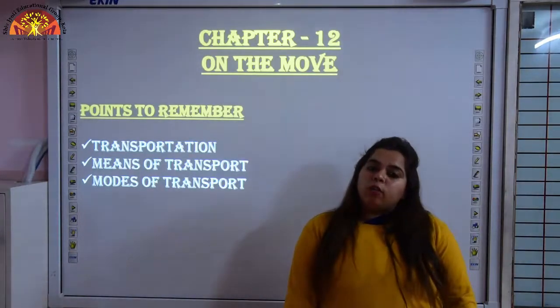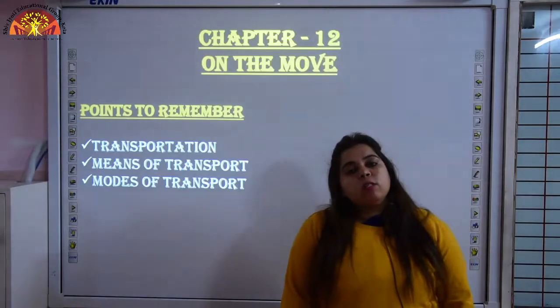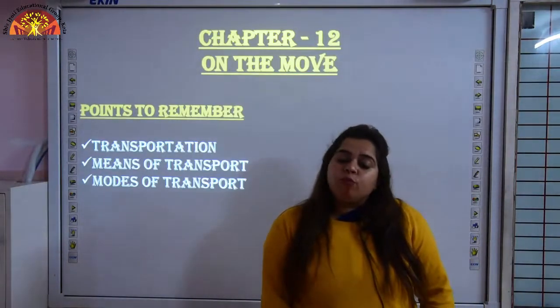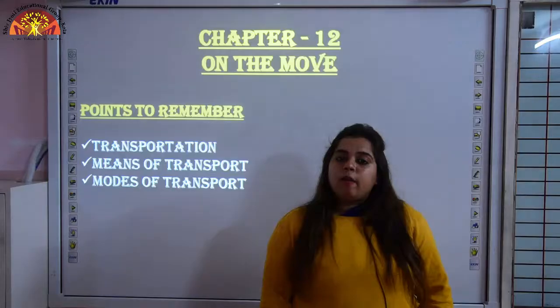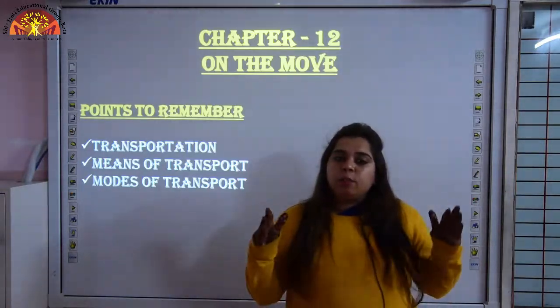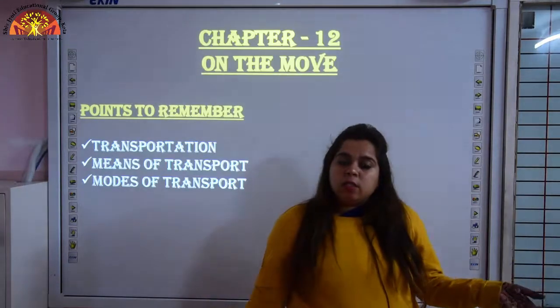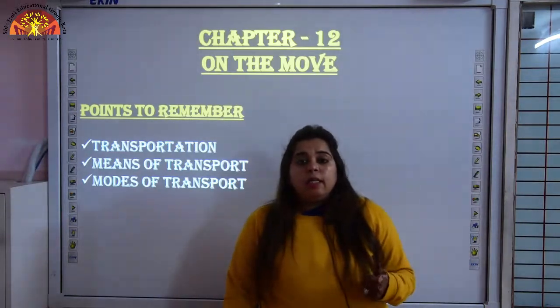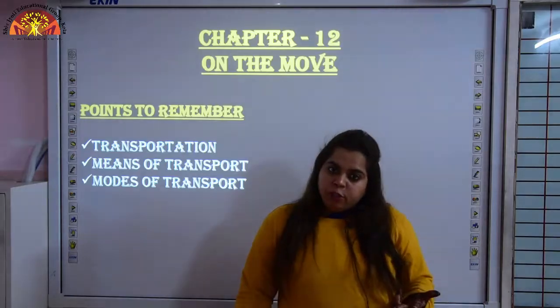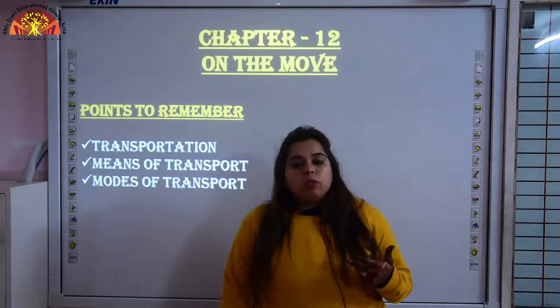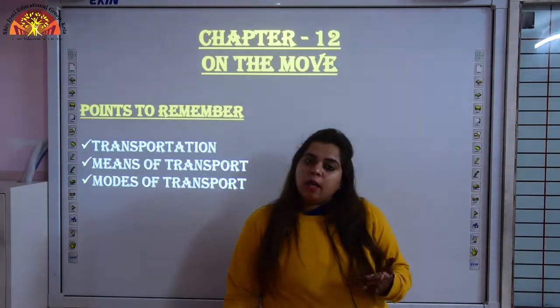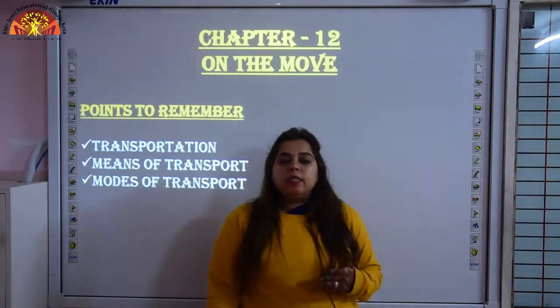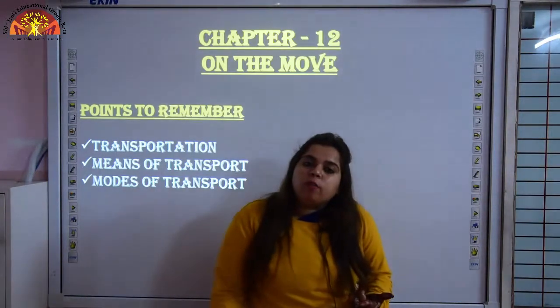Next is water transport. Now children, boats and ships are means of water transport. A boat travels short distances, a ship can travel long distances. Now there are different means of water transport like houseboat, fishing boat, ships, boats, cruise liner and many more. This is all about water transport.